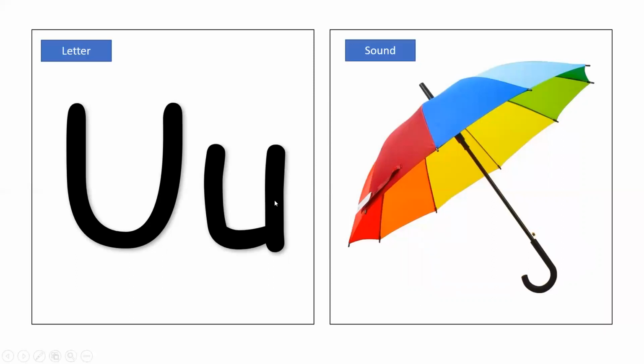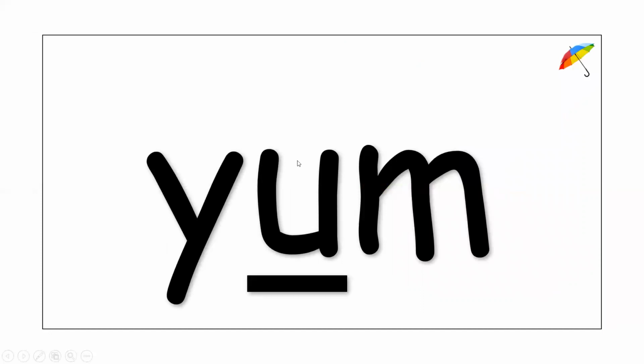The last letter and the sound is, remember, letter U with the sound uh. Uh for umbrella. So here you get the uh sound from the umbrella, remember? Y, U, M. Yum.